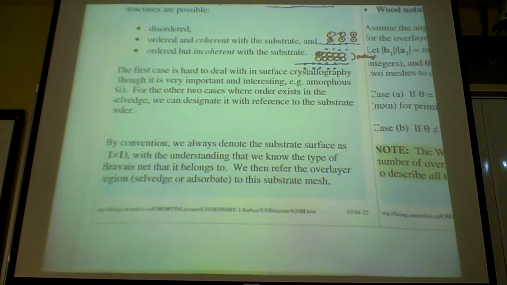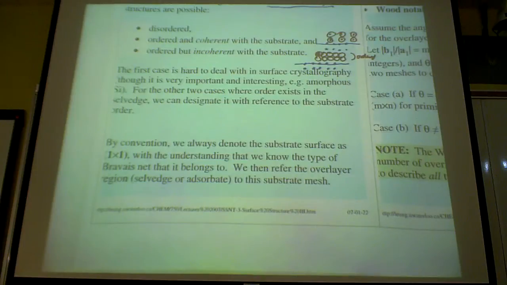First of all, by convention, we always say the substrate grid is one by one. It doesn't really matter what the actual surface structure is for the substrate grid, whether your substrate grid is a cubic or rectangle or hexagonal unit cell, it doesn't matter. We always call that reference generically a 1x1 structure.